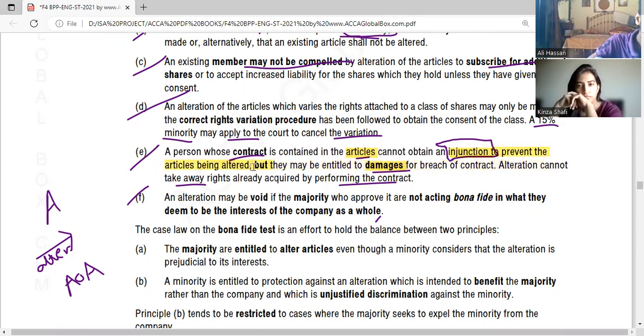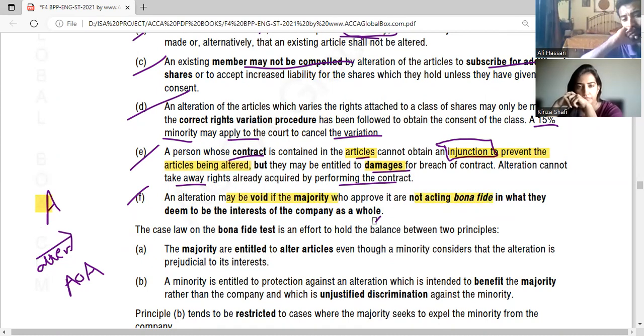the articles being altered. That means हम अगर एज अ पार्टी ए कोर्ट में जाके क्लेम करें कि भाई ये मेरे साथ ज्यादती हो रही है, कोर्ट बाबू जरा आप इंजंक्शन करो, आर्टिकल्स को चेंज होने से रोको, तो इस केस में कोर्ट कुछ नहीं कर सकता, इंजंक्शन नहीं हो सकता। ठीक, नेक्स्ट, an alteration may be void if the majority who approve it are not acting bona fide. What does this mean? Unitedly?